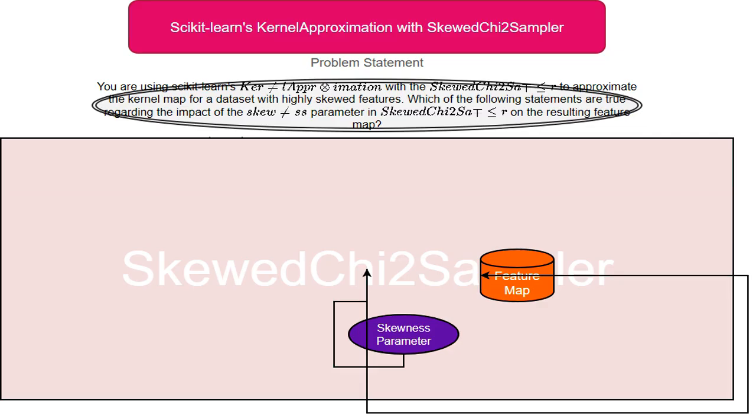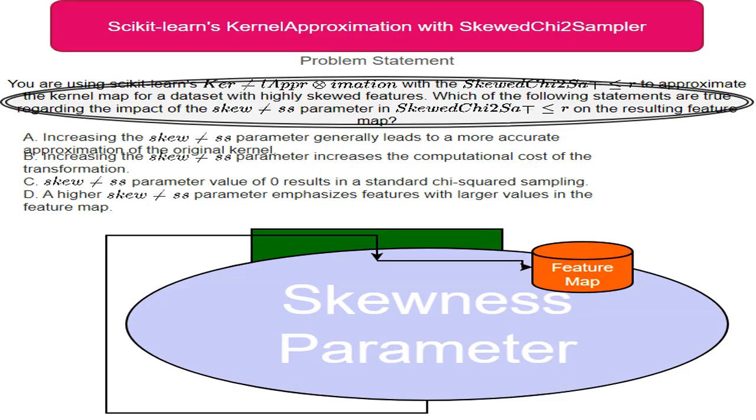This is a specific function in scikit-learn designed to deal with datasets where features show a skewed distribution. Think of it as a special tool to handle messy data. This is the key control in SkewedChi2Sampler. It's a number that lets you adjust the emphasis placed on larger values in your data. It's like a dial to fine-tune your transformation.